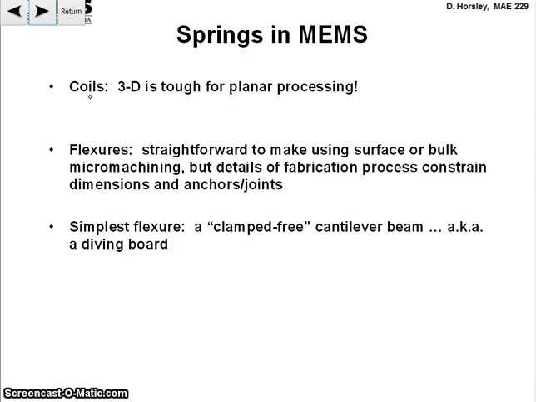And there are some details that constrain the kind of dimensions and the type of anchors we can make. We'll start by talking about the simplest kind of flexure, a clamped-free cantilever beam, also known as a diving board. We draw these kinds of things in mechanical engineering. There's a clamped end over here, and then it's free to move at one end. So this part can sort of move back and forth.